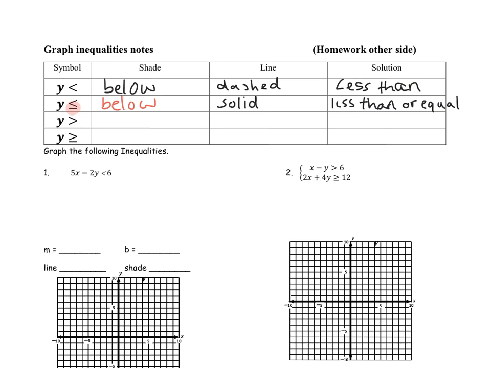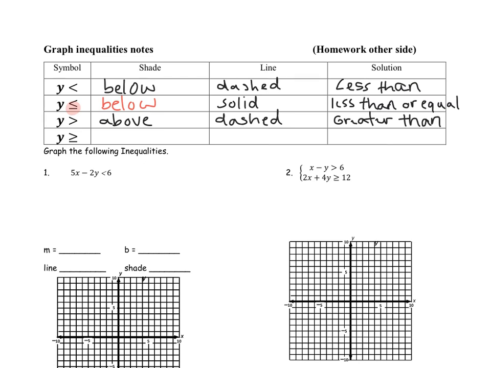So we have a greater than symbol now. So now we've flipped it. We've switched gears, and we have a greater than symbol. That's what our solution is going to be, so we have greater than. And this line, you notice once again that this symbol does not have a line underneath it, so that means it's going to be dashed. In terms of where we shade, instead of shading below, now we're going to be shading above.